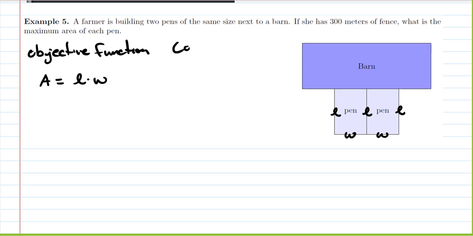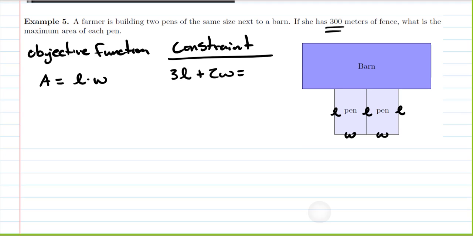So what is our constraint in this case? Well, our constraint is the fact that she has 300 meters of fence. Well, that's going to be a perimeter. So we look at our pens, and our perimeter is going to be, we have 3 L's, so 3L, plus we have 2 W's. 2W has to equal the amount of fence that we have available to use. So we have our objective function and we have our constraint function.